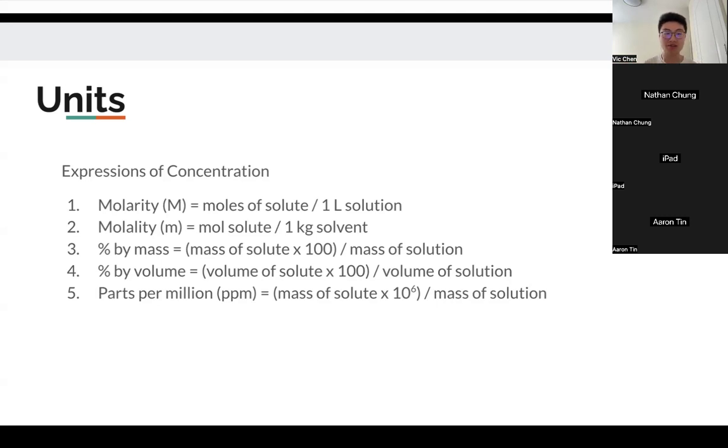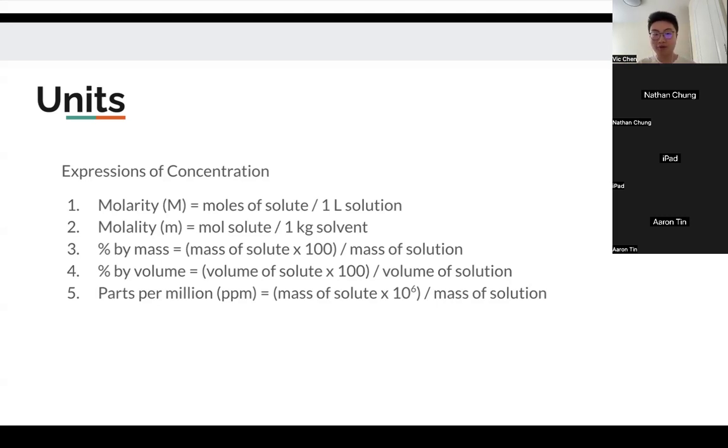Now let's go with the third unit, percent by mass. Now, percent by mass and percent by volume are pretty similar, but instead of mass, it's volume. And the way you calculate it is you take the mass of the solute and you divide it by the mass of the solution. And you take all that and multiply it by 100 in order to get a percentage of whatever solute you added into a solution.